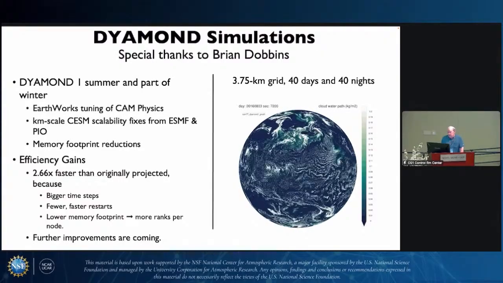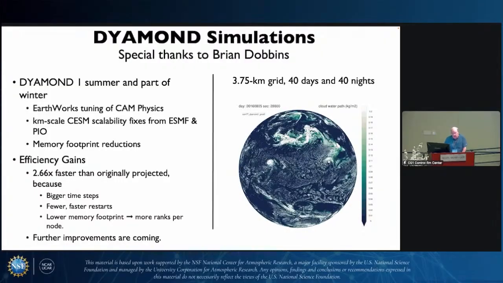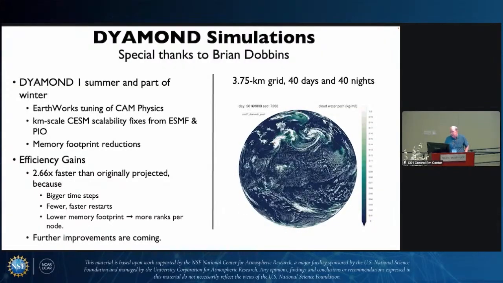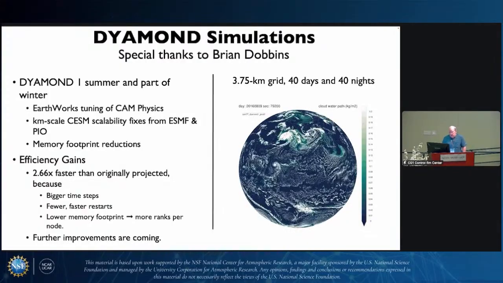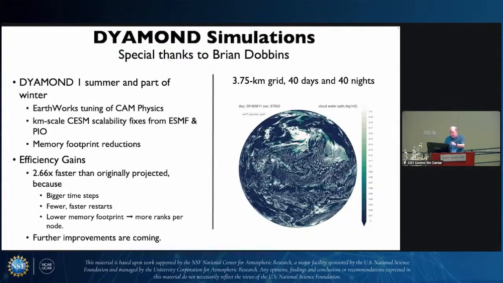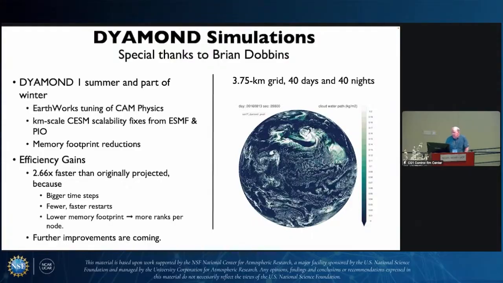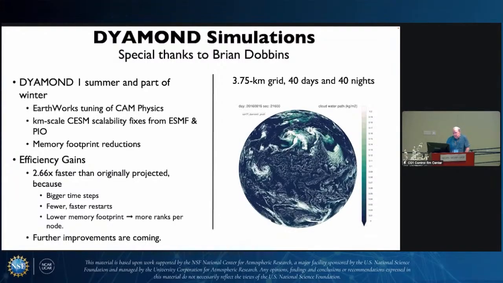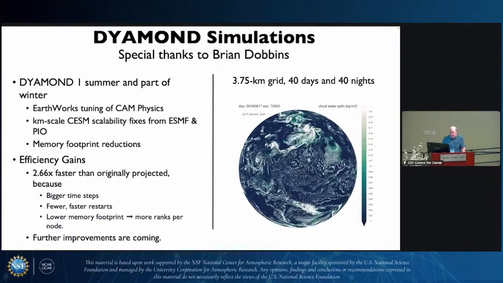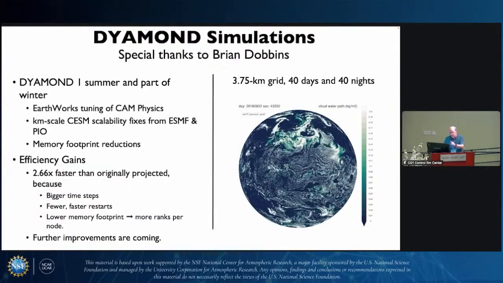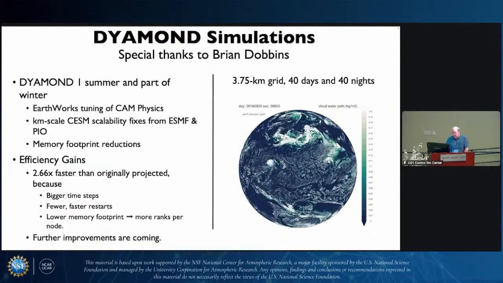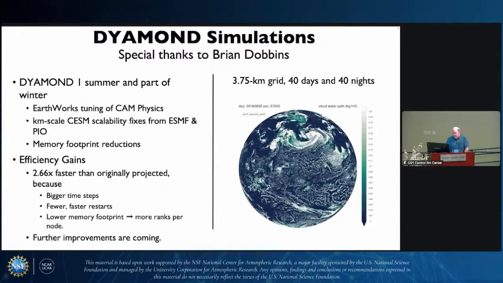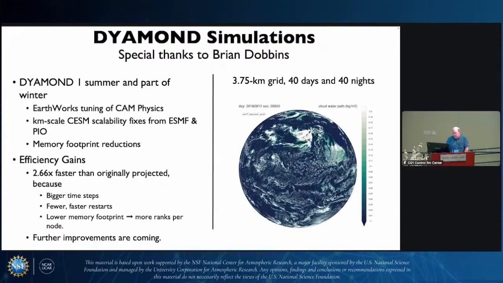So we've done 1.5 kilometer simulations. This is the international intercomparison organized by a long list of people, including Bjorn Stevens and Masaki Satoh. And here again, Brian Dobbins has been absolutely key to making this go. A lot of difficult software issues had to be overcome to make this possible. So we ran it with CAM physics with a little bit of tuning.